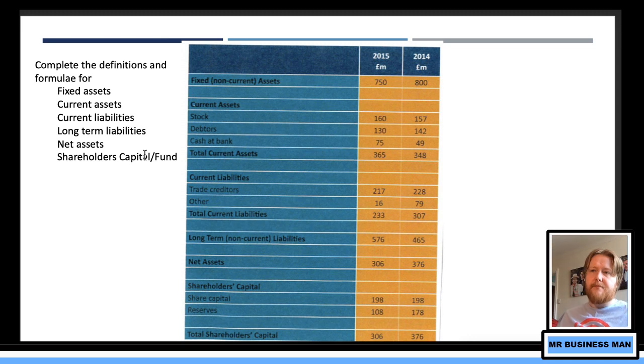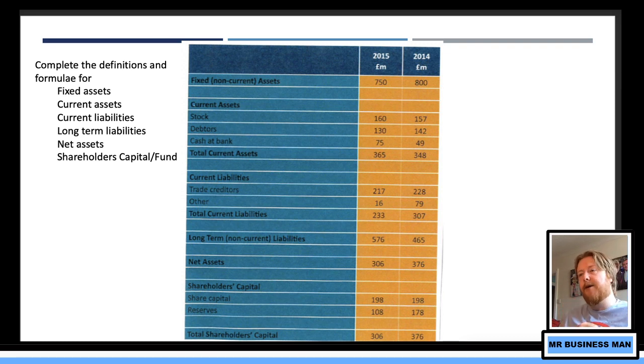Add them in. And then at the bottom, we've got net assets. And net assets, if you remember, net is when you've taken everything off. Okay, so net is the final one. So we've got our assets, we've added them up at 750 plus 365, and then we've taken off our other ones. So we've taken off 233 and 576, which should give us 306. Okay, and you're very welcome to test that, but that's essentially what it is.